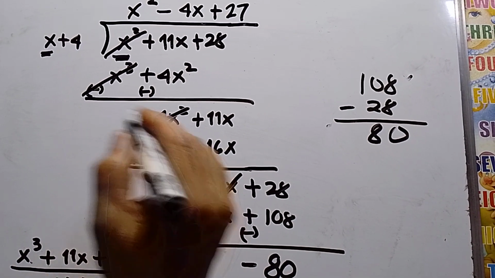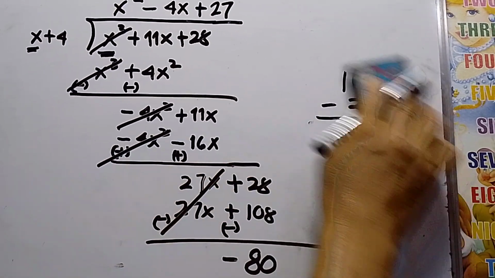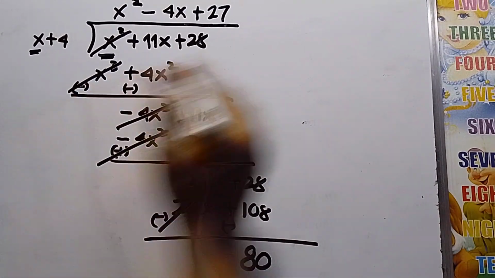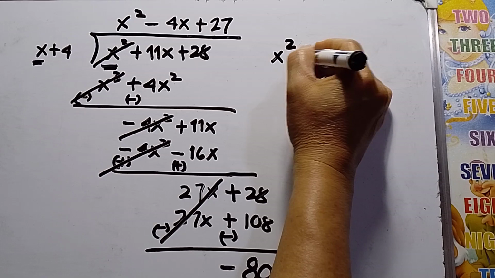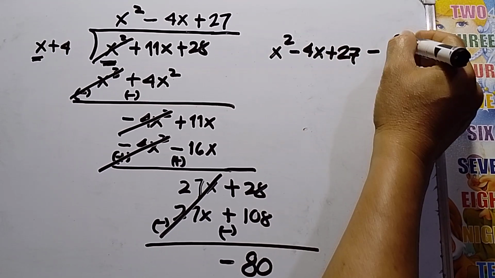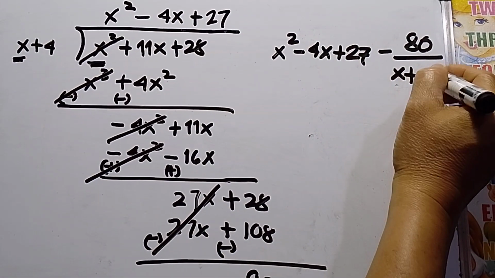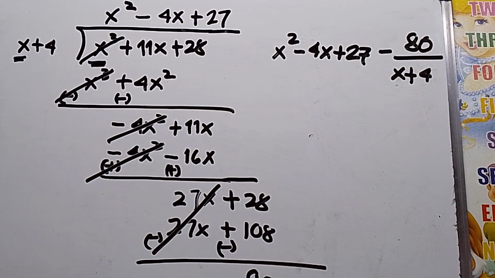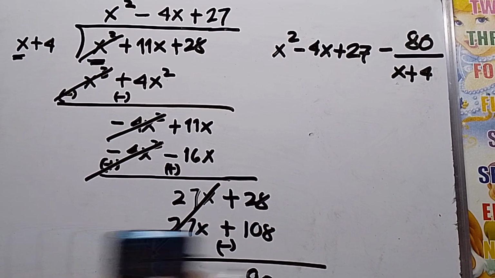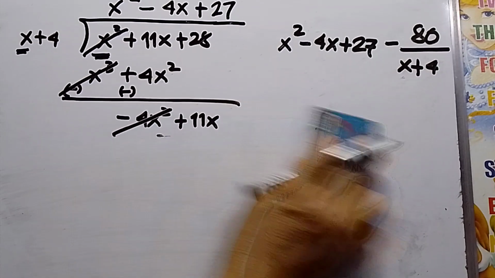So the final answer will be x squared minus 4x plus 27, minus 80 over the divisor, x plus 4. Okay, so that's the answer. Then we need to check this one.